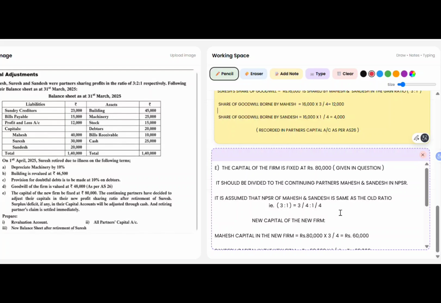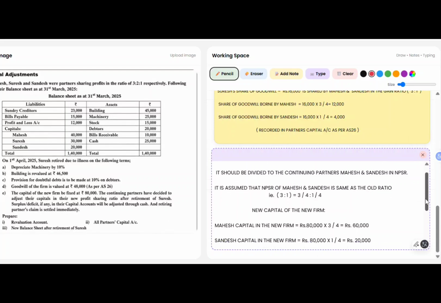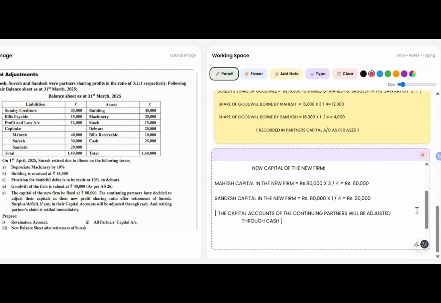So the new capital 80,000 should be distributed, or it has to be divided, for the continuing partners in this new profit sharing ratio. Therefore, Mahesh's capital in the new firm will be 80,000 into 3 by 4, that is 60,000. And for Sandesh, the new capital in the new firm will be 80,000 into 1 by 4, that is 20,000.